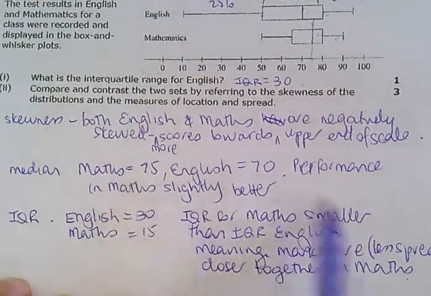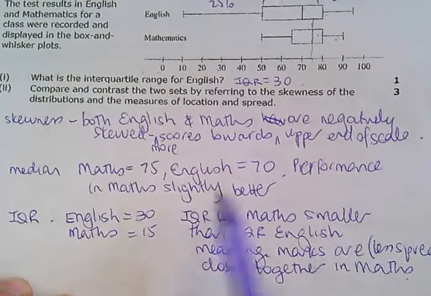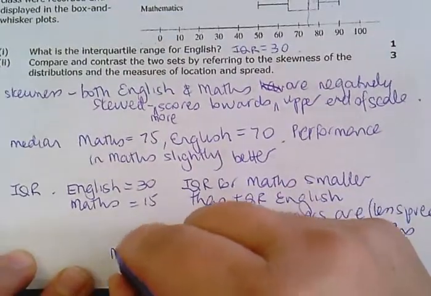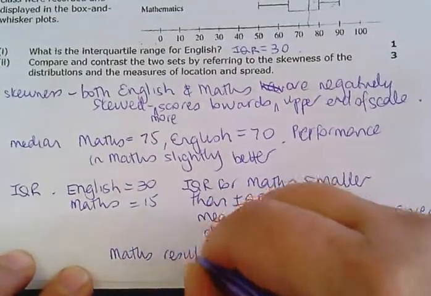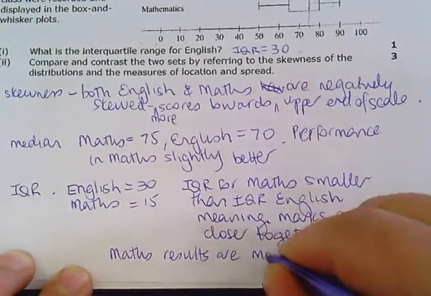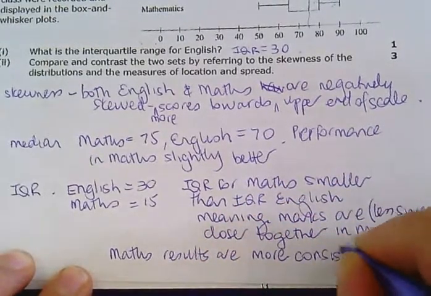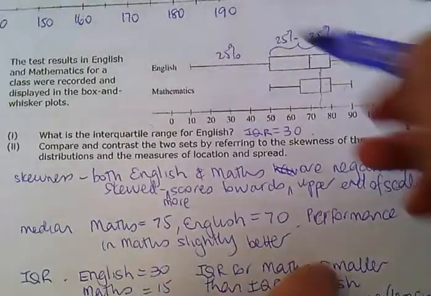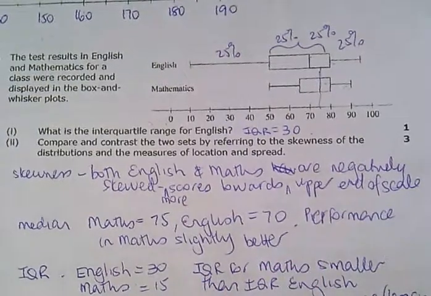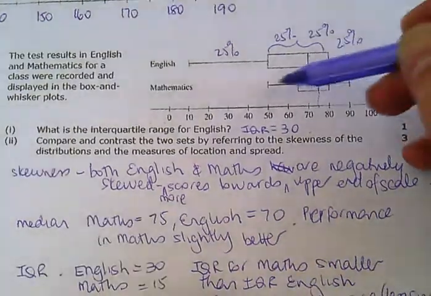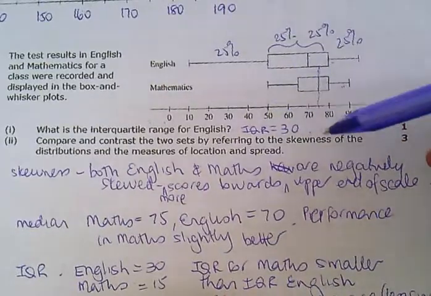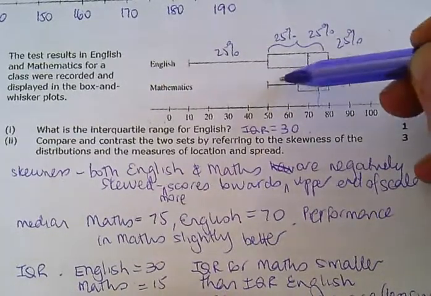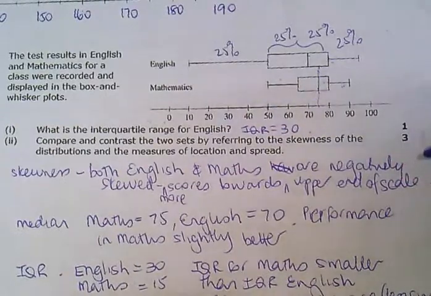Look how spread out the English performance is. Maths has a higher median, meaning performance in maths is slightly better, and the maths results are more consistent. Does that make sense? To compare, what percentage of kids got 50 or more in maths? All of them. The whole graph is over 50, so 100% of the kids.